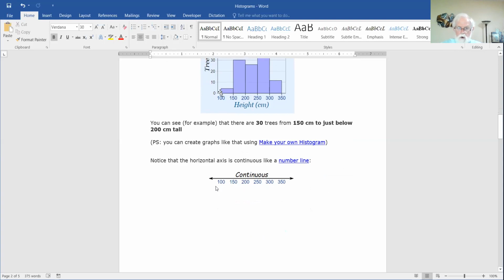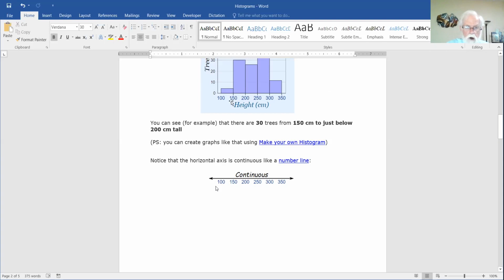So it can be as short as 100 to as much as 149 centimeters. This starts at 150 and goes to 199, or if you want to really be tight on it, 199.9, but I don't think anybody measures tree heights to a millimeter. But nonetheless, these are the beginning.